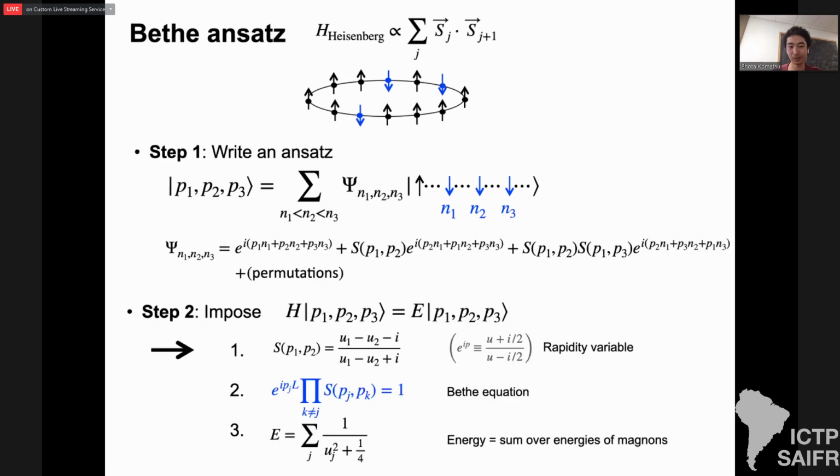And step two, we just impose that it is an eigenstate of the Hamiltonian. As soon as you impose it, you immediately discover that S is fixed to be this form. And this u is related to the momentum of the particle in this way, and it's called the rapidity variable. On top of that, you find that these momenta need to satisfy an algebraic equation, which is called the Bethe equation. If you want to compute the energy, you just need to solve this Bethe equation, determine all the p's and u's, and then use this formula to compute the energy. So this was the story for the one-loop dilatation operator.